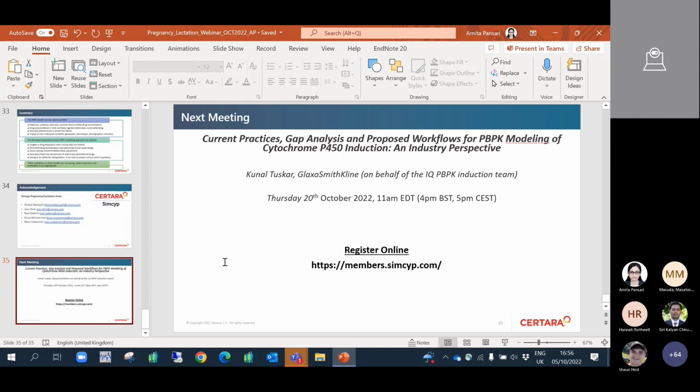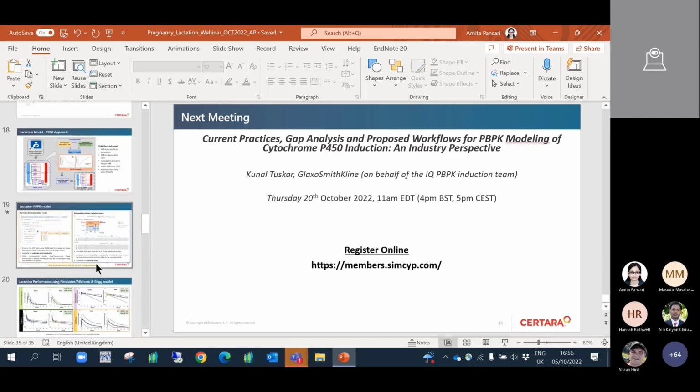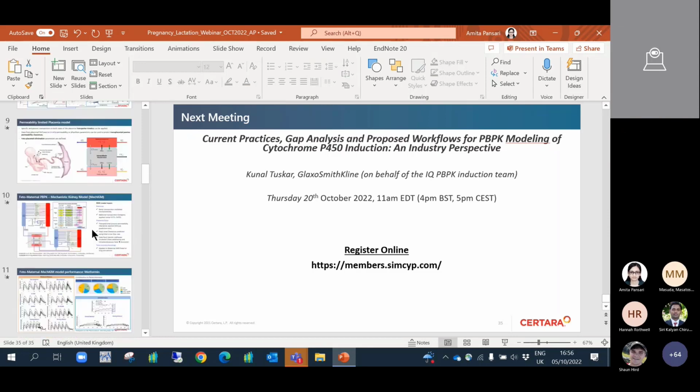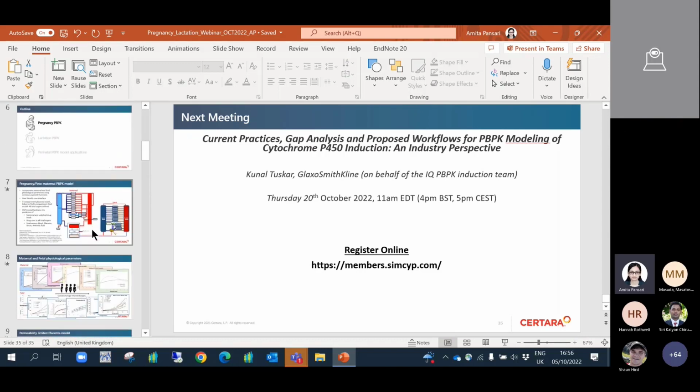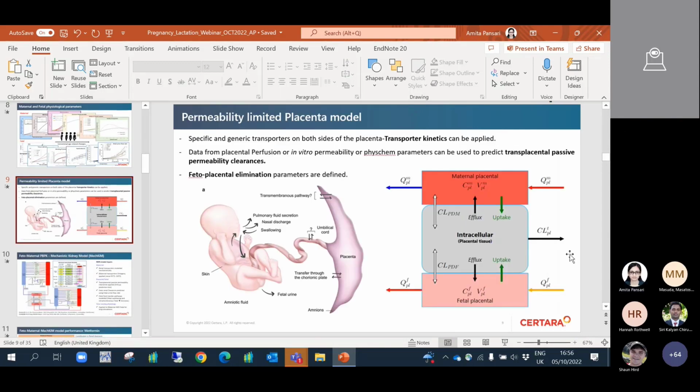So in the permeability limited placental model, are all the transporters incorporated in Simcyp, or is it still a work in progress? Okay, so you're talking about the permeability limited placenta model, right? This one. Yeah. So on the fetal side, you have the option to include all the transporters. Similarly, the placental kinetics, the problem is just the data is not enough to describe these kinetics, which we try to also look into and see.